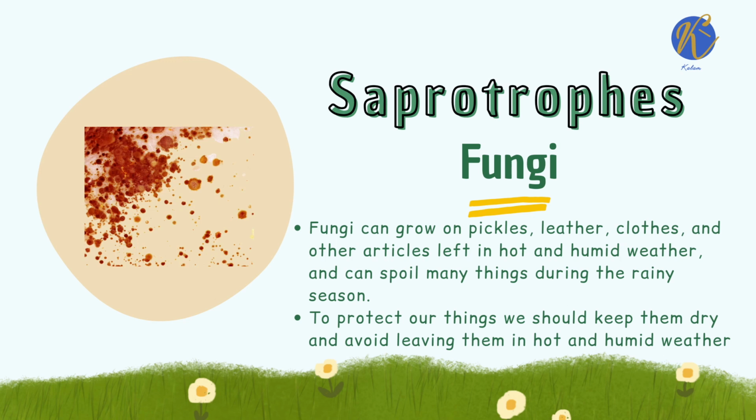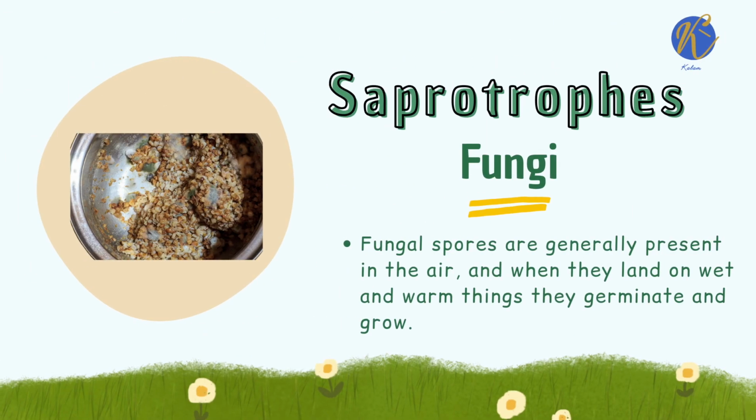Fungi can grow on pickles, leather, clothes, and other articles left in hot and humid weather, and can spoil many things during the rainy season. To protect our things, we should keep them dry and avoid leaving them in hot and humid weather. Fungal spores are generally present in the air, and when they land on wet and warm things, they germinate and grow.